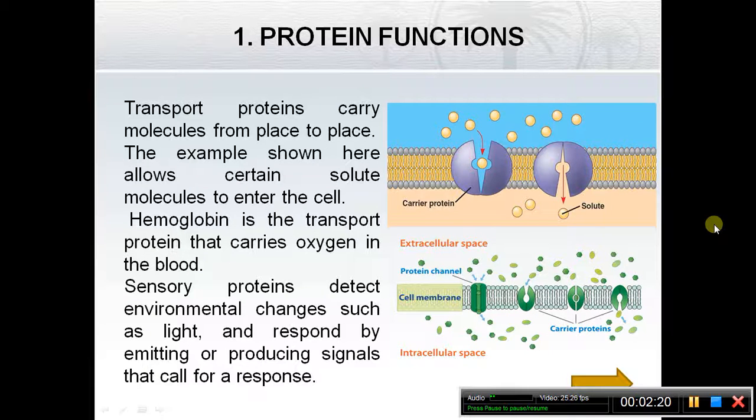Transport proteins carry molecules from place to place. The example shown here allows certain molecules to enter the cell. Hemoglobin is a transport protein that carries oxygen in the blood. Sensory proteins detect environmental changes such as light and respond by emitting or producing signals that call a response.